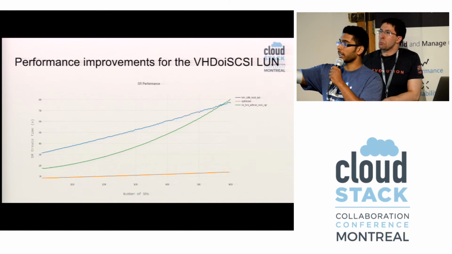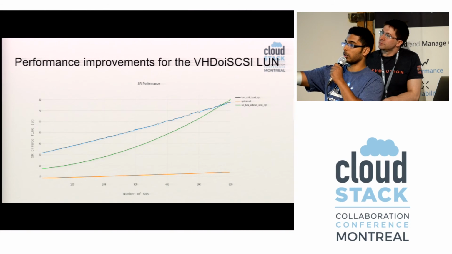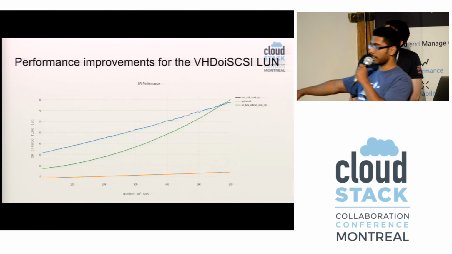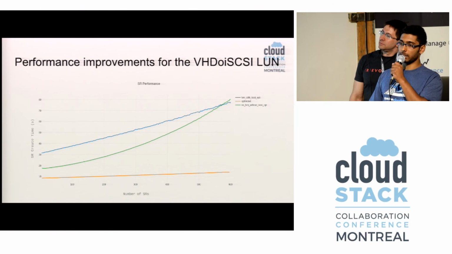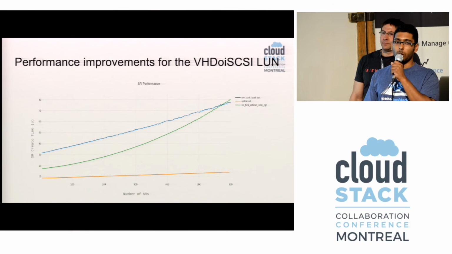So on the x-axis you have time. On the y-axis you have time. On the x-axis is the number of SRs you create, or the number of SRs here directly translate to the number of volumes that you have.